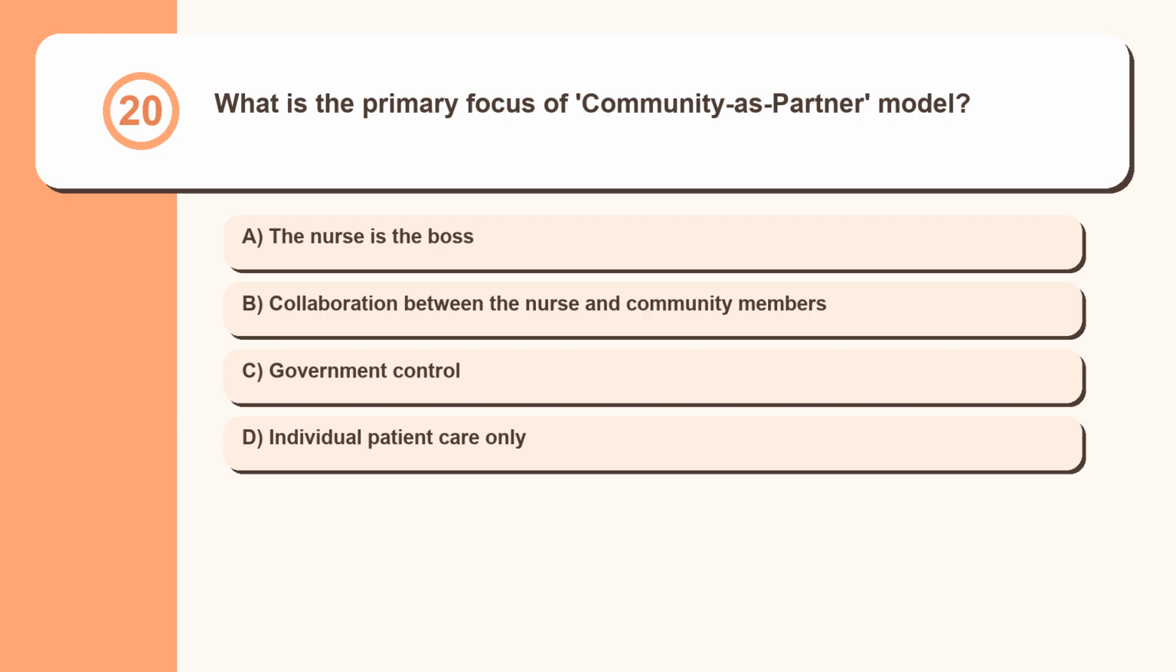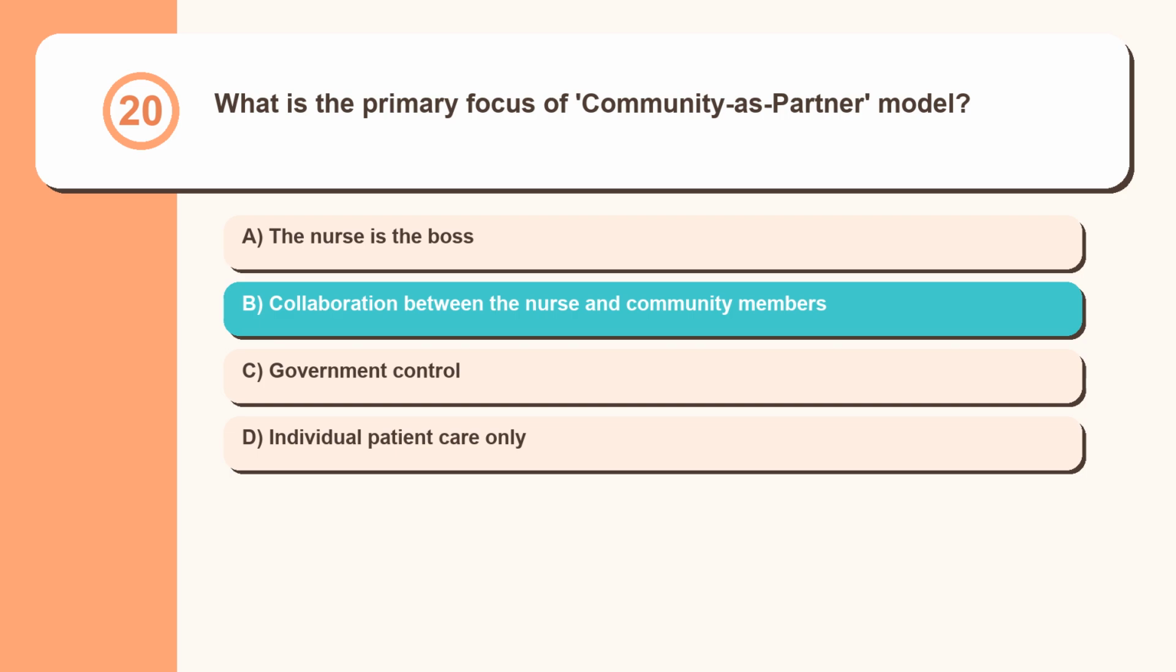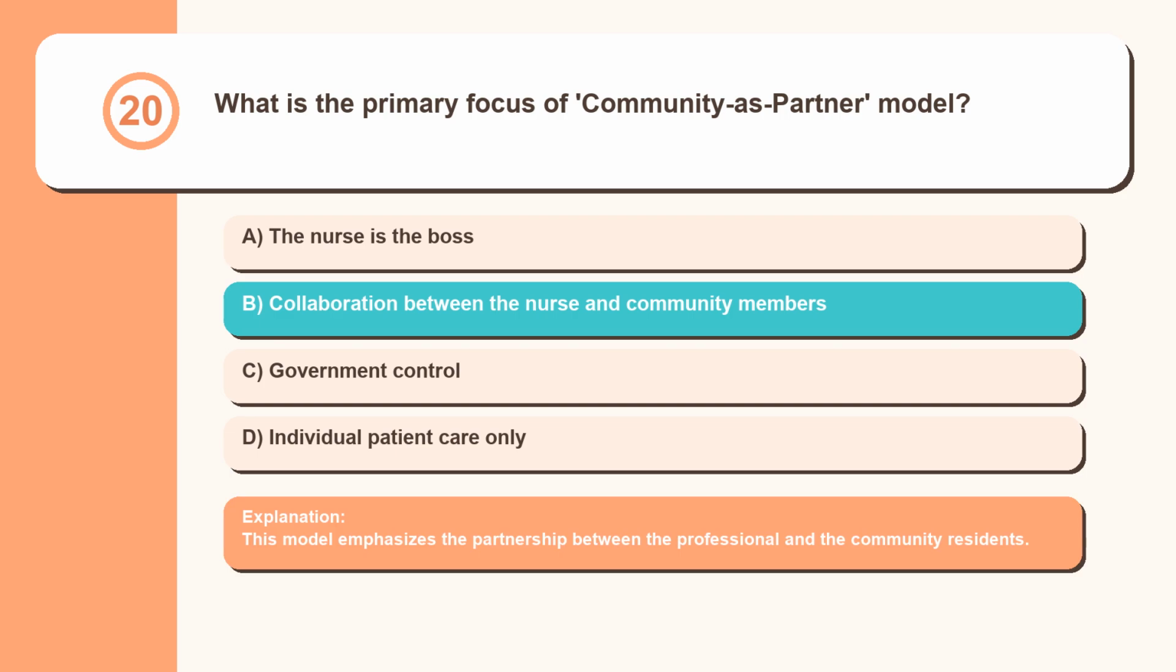Question 20. What is the primary focus of the community as partner model? The nurse is the boss. Collaboration between the nurse and community members. Government control. Individual patient care only. This model emphasizes the partnership between the professional and the community residents.